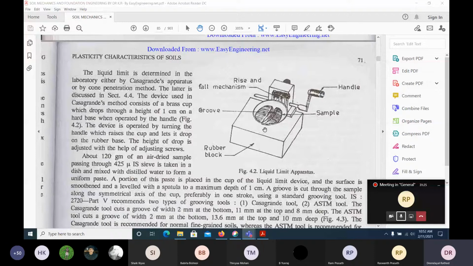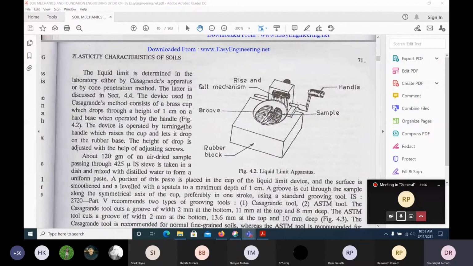1, 2, 3, 4, 5, 6. Okay, when you just move the handles, it will keep on dropping. Then the soil which we have taken out here by groove will try to come and meet here. Okay, that means the soil is in a flowing state here. So we see that if the soil meets here almost 12 mm, then we will take that soil from here and keep it in the oven, and we'll find out the water content of it.